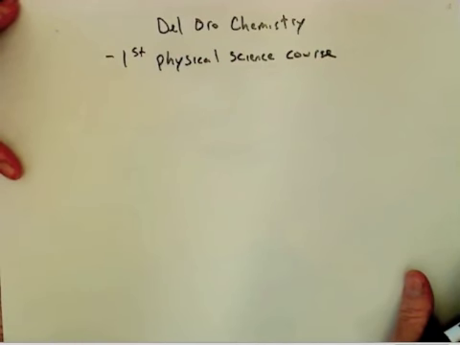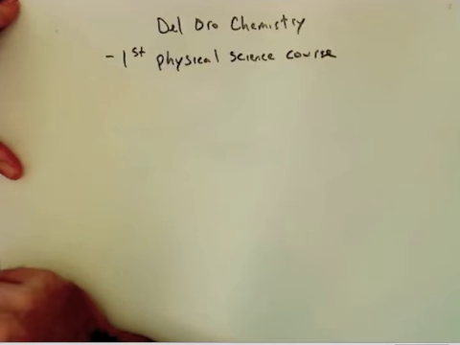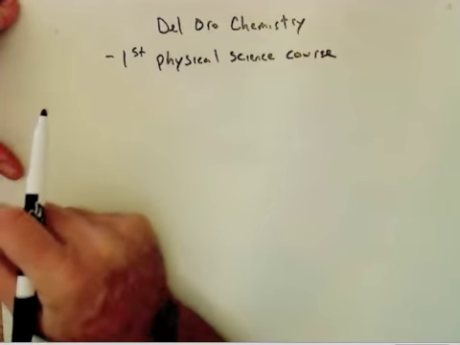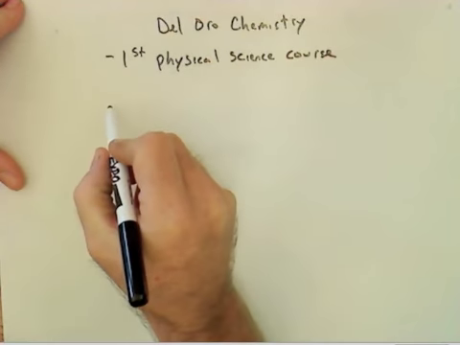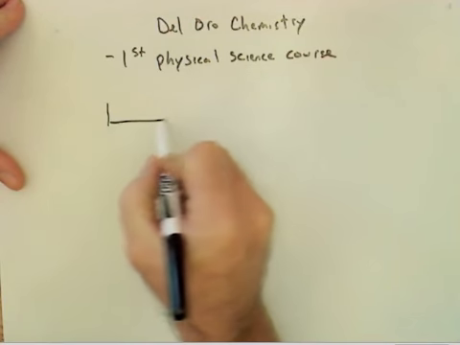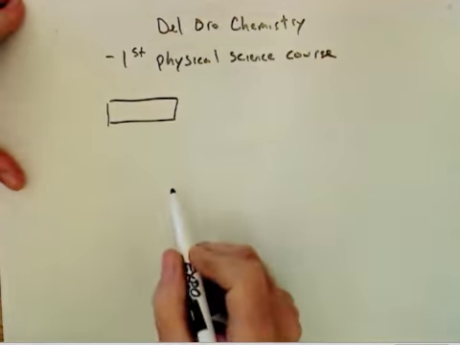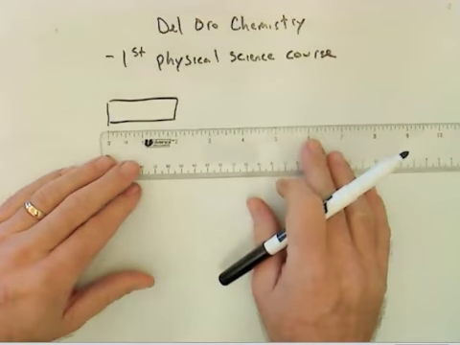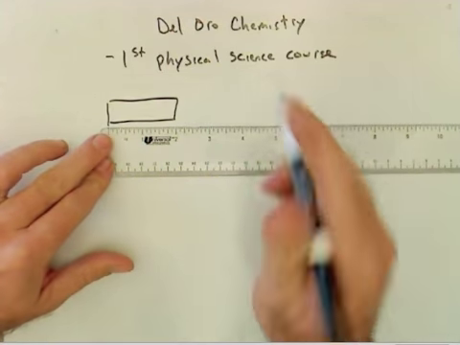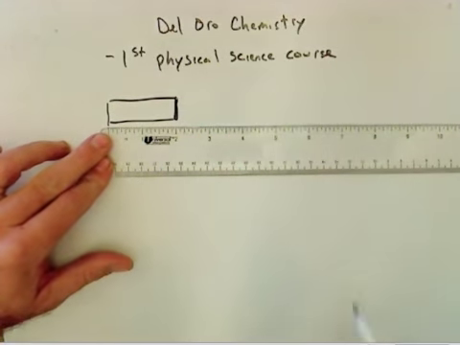So here at Del Oro, we're kind of assuming this is your first physical science course. And one of the most important things to be able to do in physical science, and any science, is to make measurements. The first thing we learned in class was if there's some object that you want to measure, and you place a ruler next to it, you line up one end, you look at the other end, and you decide what number to write down.